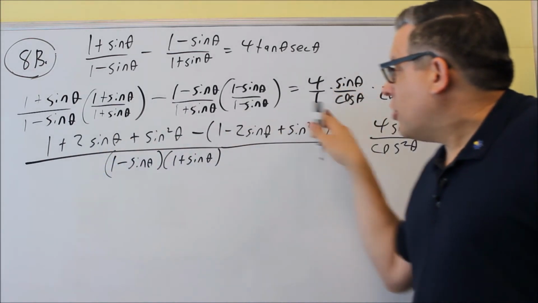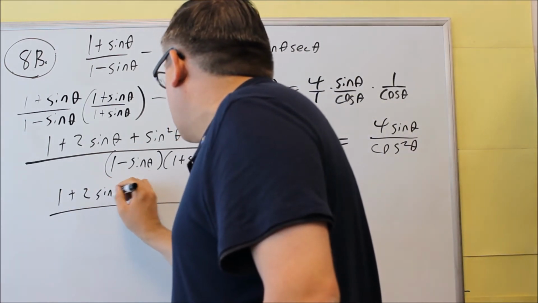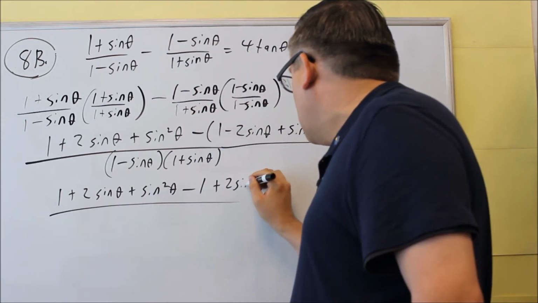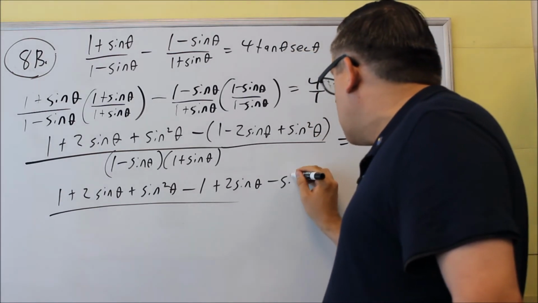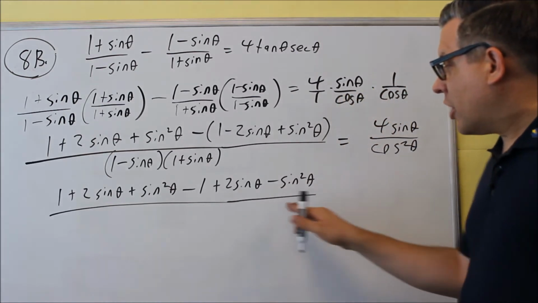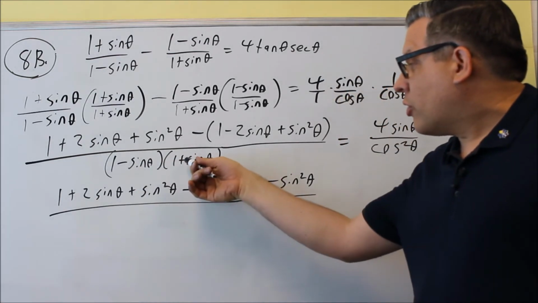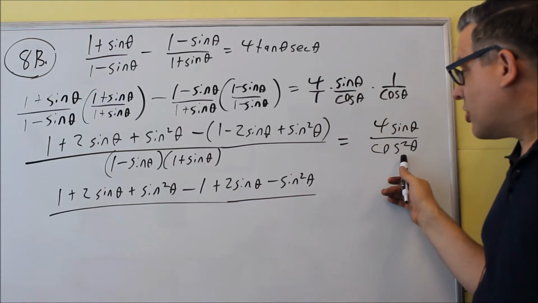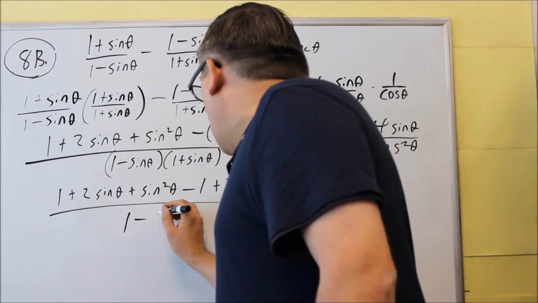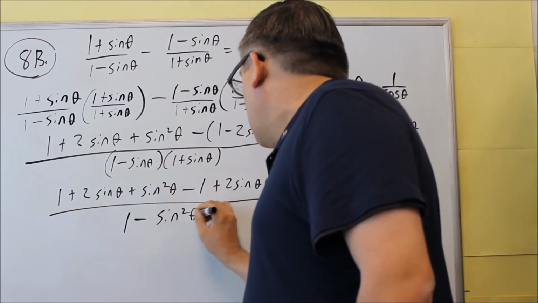Now let's distribute the minus sign across the top here. So I get 1 plus 2 sine theta plus sine squared theta. That's minus 1 plus 2 sine theta, and I get minus sine squared theta there. Okay. And then if I look at the right hand side, I notice that there's a cosine squared here. I'm not going to be able to get that. Even if I were to cancel one of those out, that's not going to give me a cosine squared. So I'm going to go ahead and multiply that out as well. And if I do, I get 1, and I get plus sine and minus sine cancel, and I get minus sine squared theta.